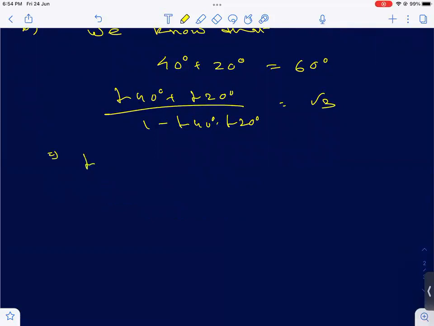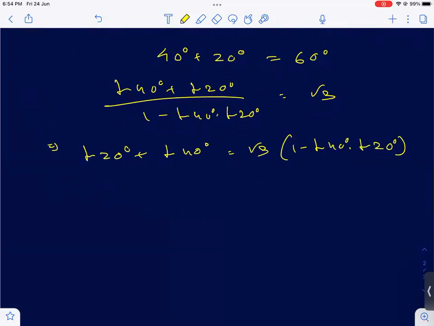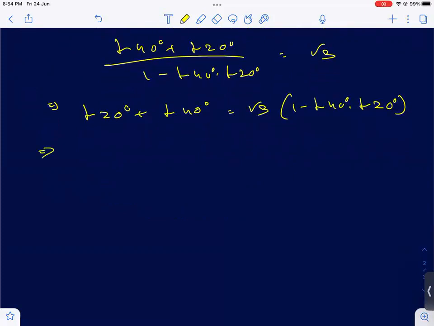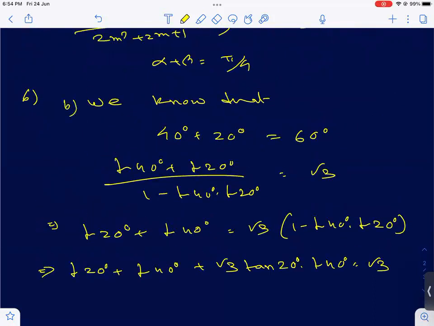Just cross multiply. Taking everything to one side, we get root 3 into 1 minus tan 40 tan 20, so tan 20 plus tan 40 plus root 3 tan 20 tan 40 equal to root 3. According to the requirement, we have to rearrange. So the option is B, the second option.